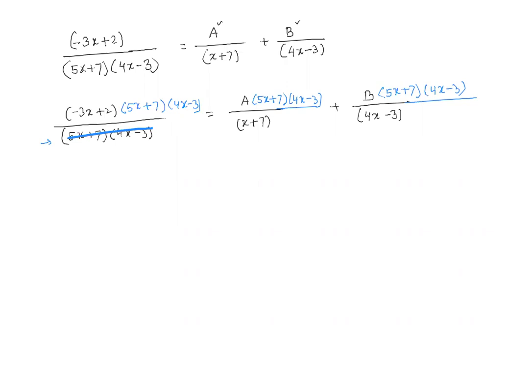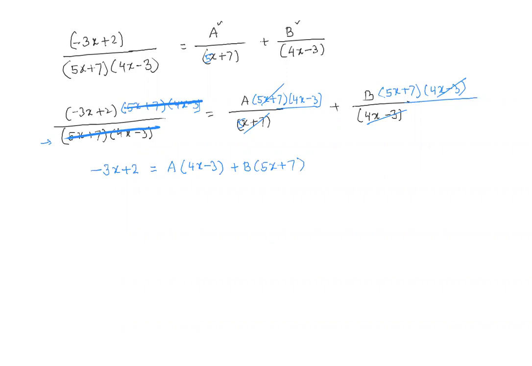So these two and these two are going to cancel on the left. That's going to leave you with negative 3x plus 2 is equal to, now, I forgot something, it's 5x in the bottom. So 5x plus 7 and 5x plus 7 cancel out. That leaves you with a times 4x minus 3. 4x minus 3 and 4x minus 3 cancel out. That gives you b times 5x plus 7. Okay.